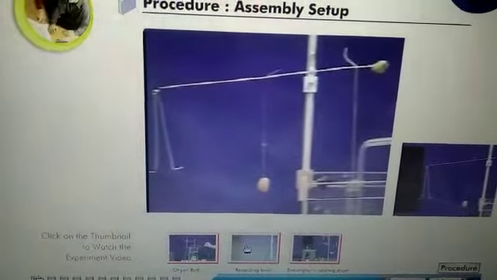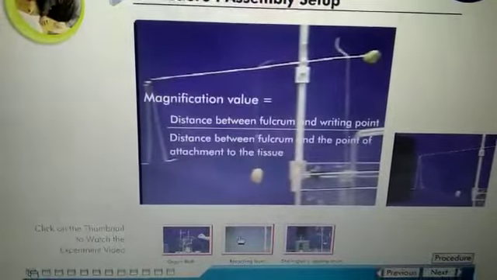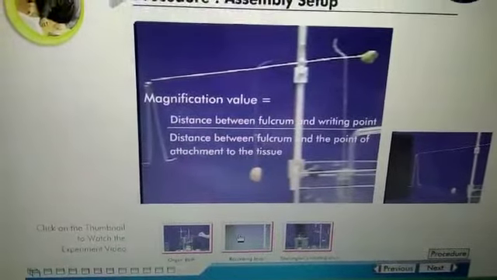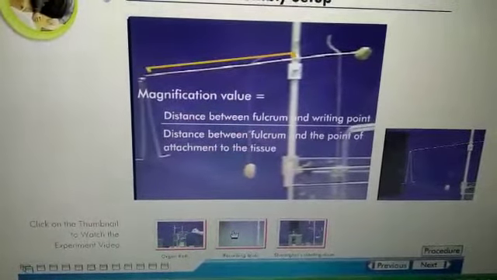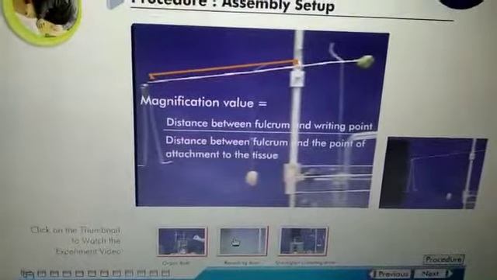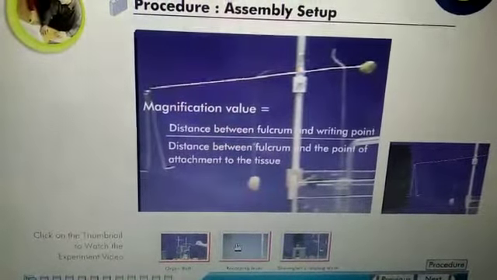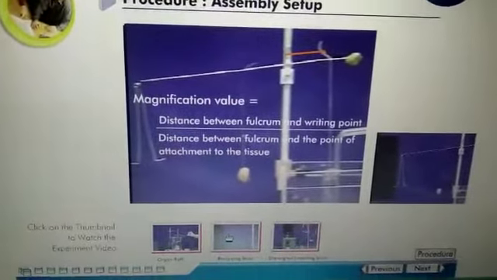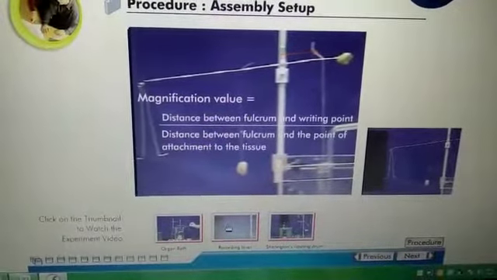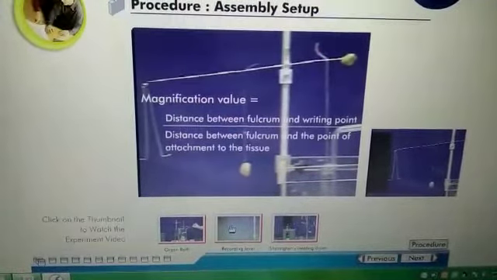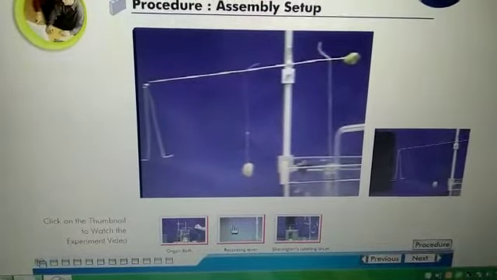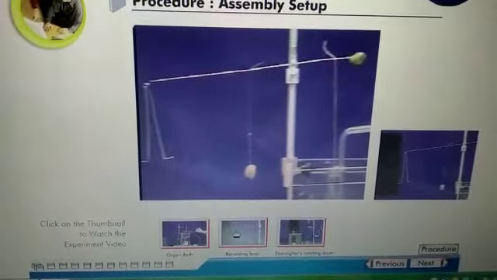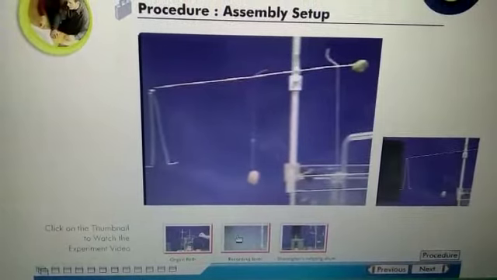Magnification value is calculated by using following formula. Magnification value is equal to distance between fulcrum and writing point upon distance between fulcrum and the point of attachment to the tissue. For recording the effect on frog's rectus abdominis muscle, 5 to 10-fold magnification is required.